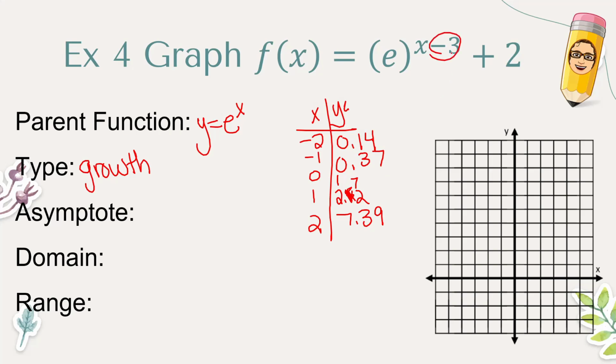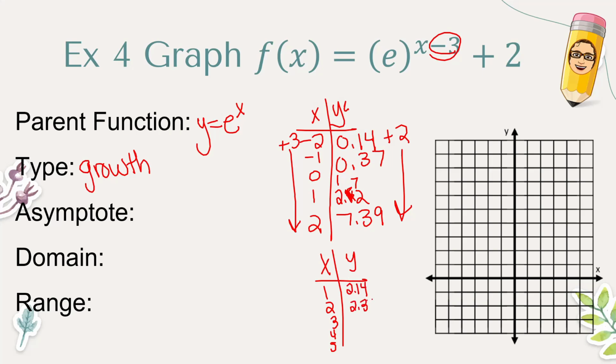So now I got to do my transformations. I got to add 3 to my x's, and I'm going to add 2 to my y's. So we're going to get 1, 2, 3, 4, 5 for the x's, and 2.14, 2.37, 3, 4.72, and 9.39 for the y's. So let's graph those.